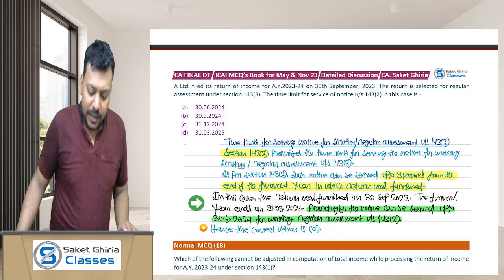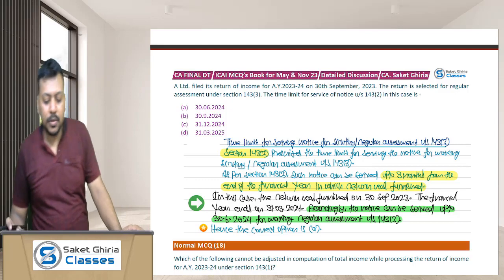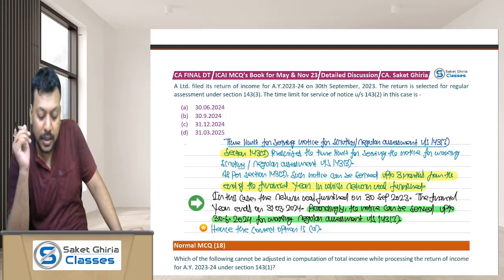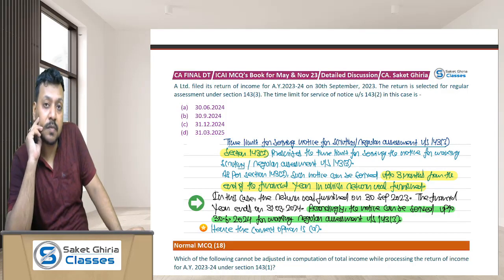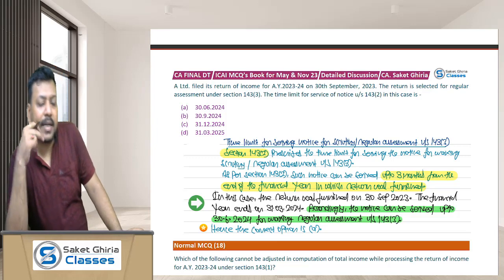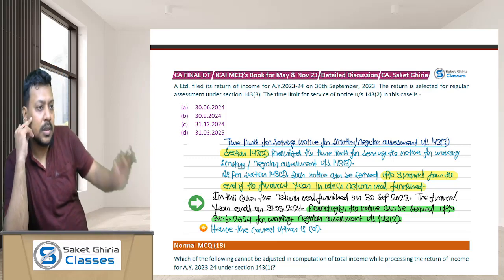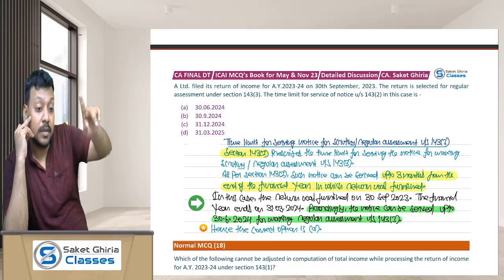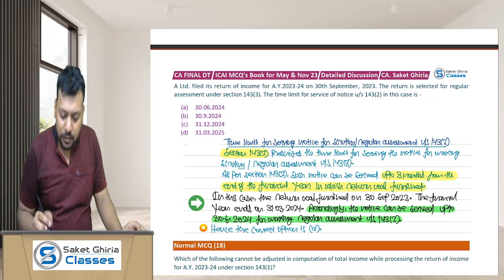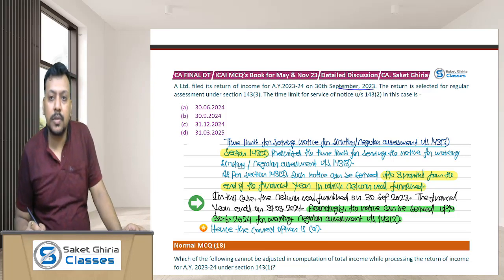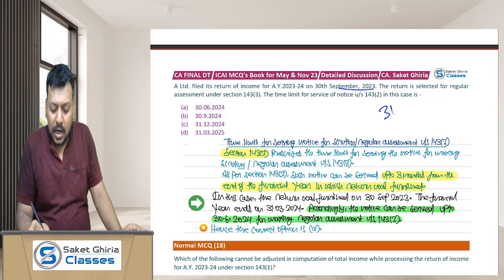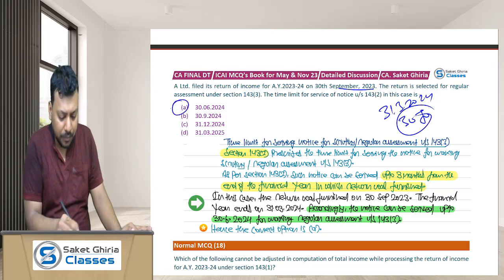Okay, A Limited filed its return of income for assessment year 23-24 on 30th September 2023. The return is selected for regular assessment under section 143(3). Dear, if you want to make a regular or scrutiny assessment, you have to issue notice under section 143(2), and the time limit for issue of such notice is within 3 months from the end of the financial year in which the return has been furnished. The return has been furnished in September 2023, the end of the financial year is 31/3/2024, and within 3 months means 30th June 2024. So the correct option is A. Okay.